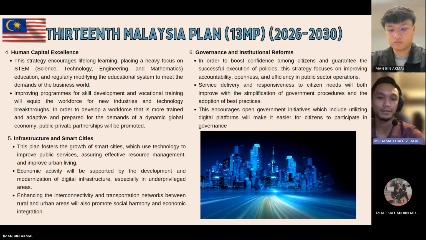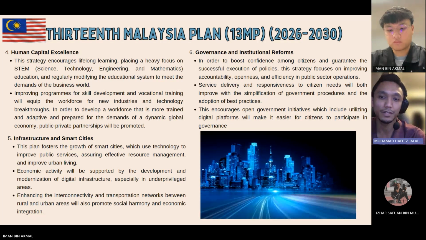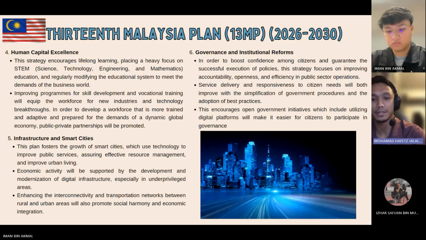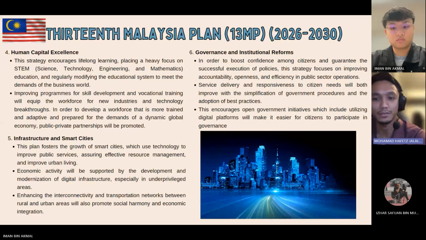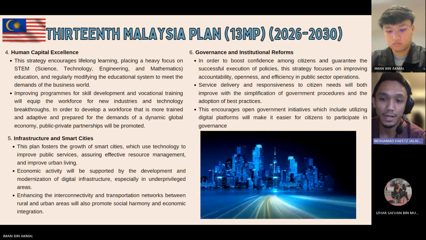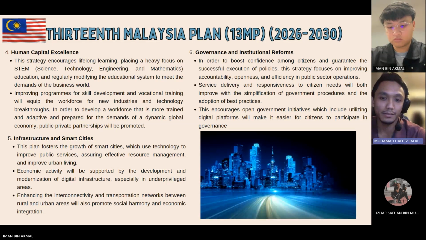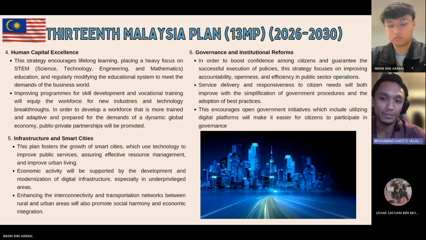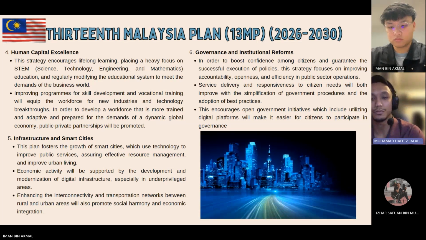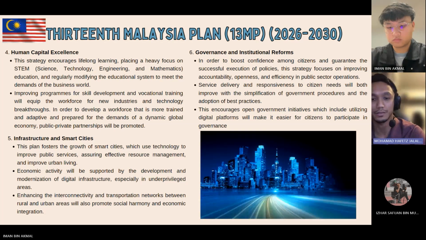So the last and the sixth key strategy is governance and institutional reforms. In order to boost confidence among citizens and guarantee the successful execution of policies, this strategy focuses on improving accountability, openness, and efficiency in public sector operations. An example of this is service delivery and responsiveness to citizen needs will both improve with the simplification of government procedures and the adoption of best practices.